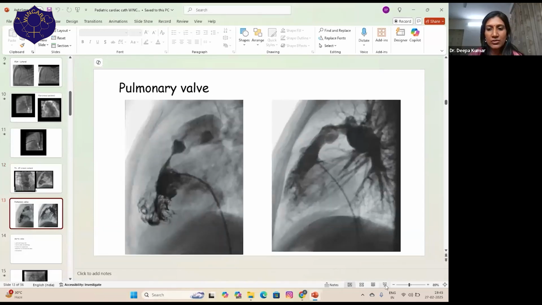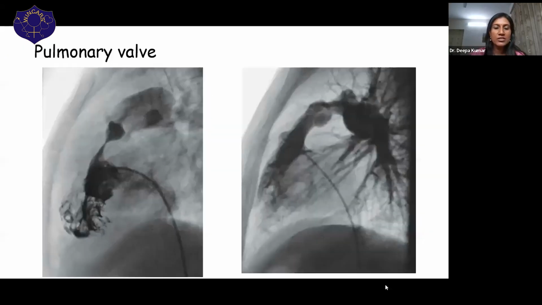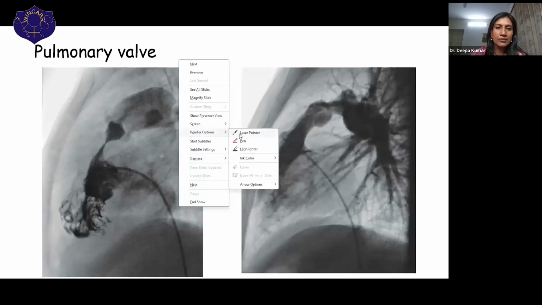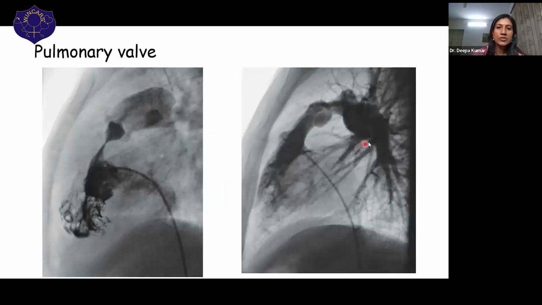So if somebody can type in the Q&A what is the difference between what I showed earlier and what you see in the two images here. There are a lot of differences between the image that we saw earlier and the two images that we see here. You can appreciate that this is the pulmonary valve in this case, and here is the pulmonary valve in the second case. So what is the difference from the previous angiogram that we saw?